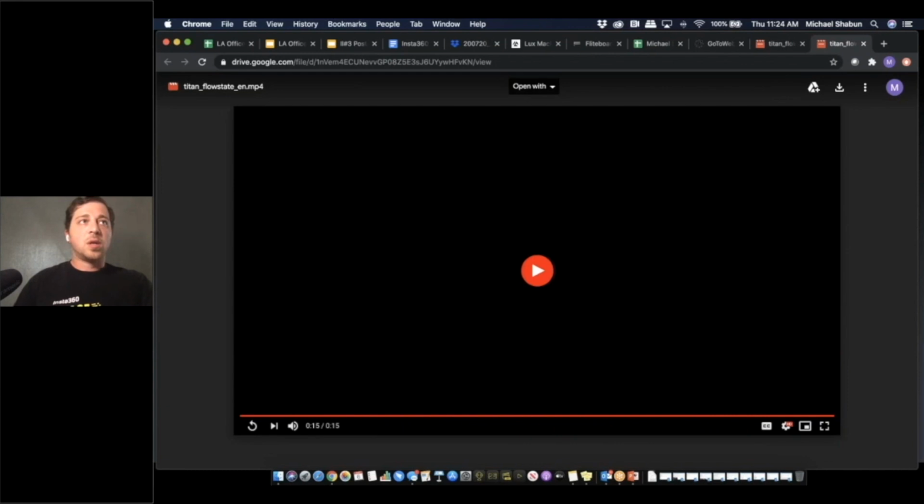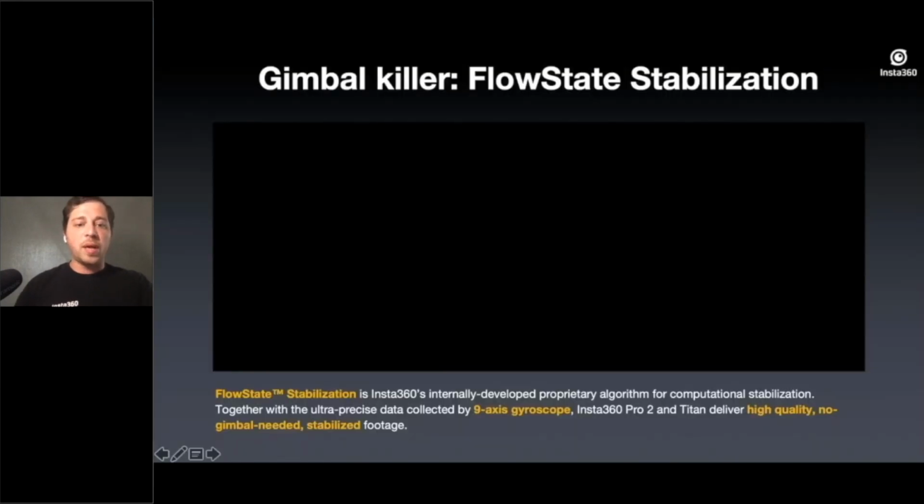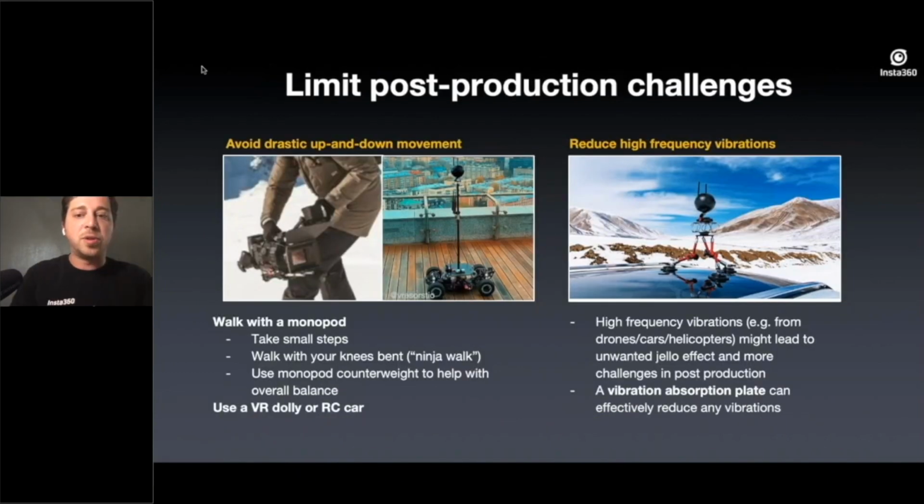Okay. And that's the goal here, right? The goal is to build in as much hardware as possible to limit post-production challenges. And we're gonna recommend two things here that we've seen commonly occurring in our users. The first thing is to avoid drastic movements up and down. So use your 360 camera just like you would a normal camera. Do that kind of bent knee walk that you would with your camera to avoid your Z axis as much as possible. And also you can use a monopod to counterweight and help with overall balance. So there are things you can do to minimize how much you're gonna have to clean up in post.